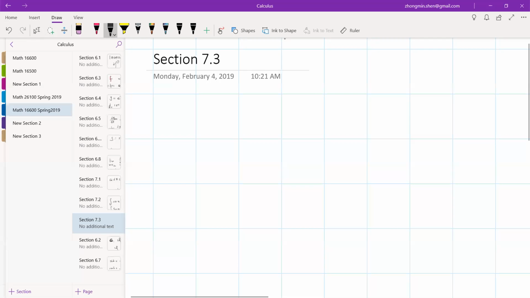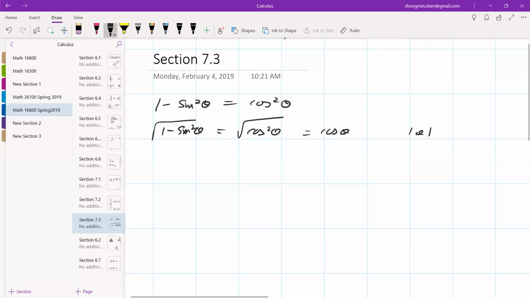For example, 1 minus sine square theta becomes cosine square theta. So the radical of 1 minus sine square theta equals this. Now you can get rid of the radical using this. It's going to be cosine theta if theta is between negative pi over 2 and pi over 2, because cosine theta is positive. So this is the first important formula.